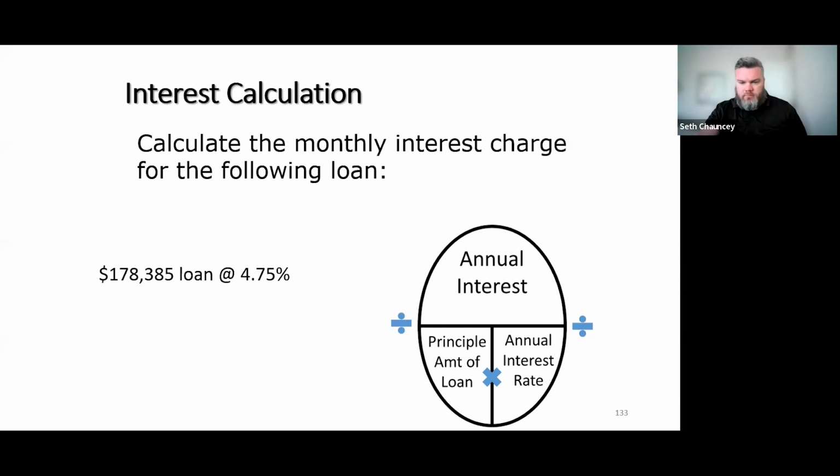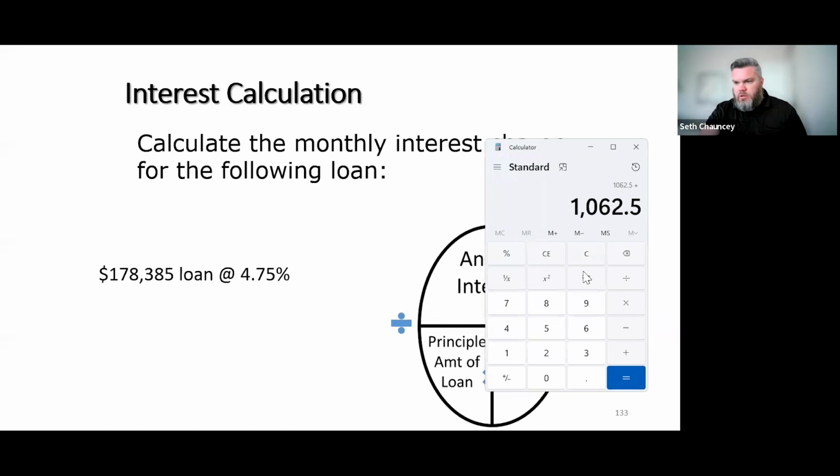So yet again, same thing. Loan amount 178,385 times your interest rate of 4.75% gives you annual interest of 8,473.28, divided by 12, monthly interest of $706.11. Simple interest. Yay.